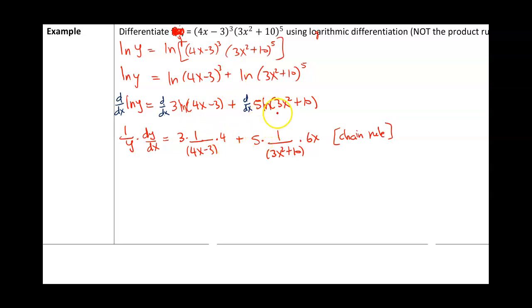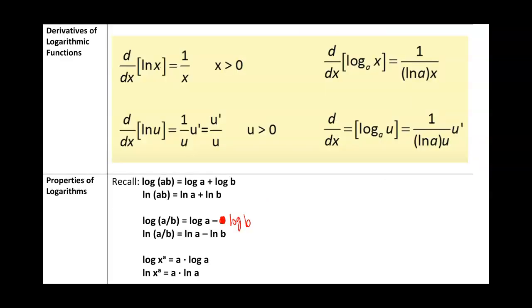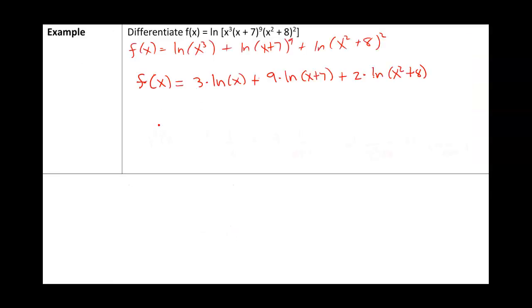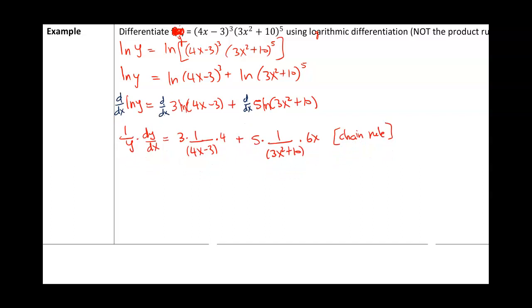Same thing over here. The 5 is separate. Then we have 1 over 3x squared plus 10 according to this formula, which is natural log of u is 1 over u times u prime. So we have to have u prime, where u is the term that you're taking the natural log of. And the derivative of 3x squared plus 10 is going to be 6x. Then we can simplify this. So 3 times 4 is 12 over 4x minus 3, and 5 times 6x is 30x over 3x squared plus 10.